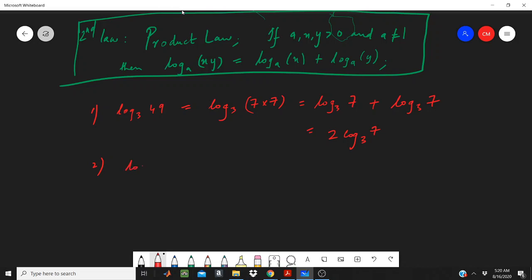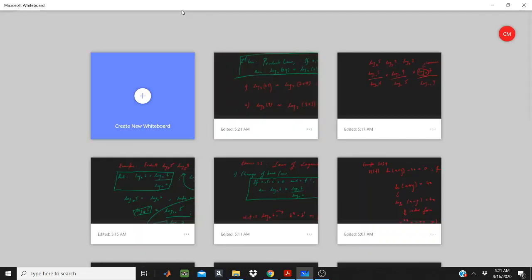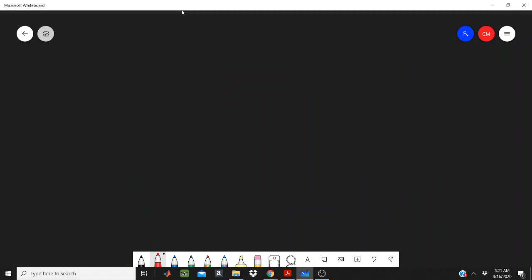Another example would be log 3 of 9. That's the same as writing log 3 of 3 times 3, and that's the same as log 3 of 3 plus log 3 of 3, and this we know is 1, and this we know. Okay, I'll explain why this is 1 again for you, so that you remember it and you can use it whenever you see the number 1.